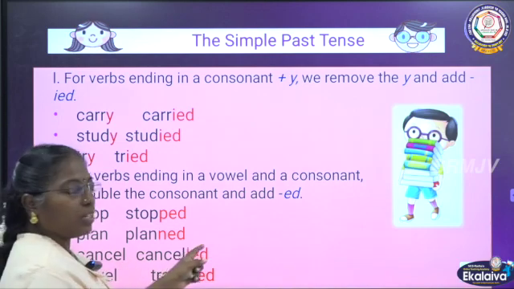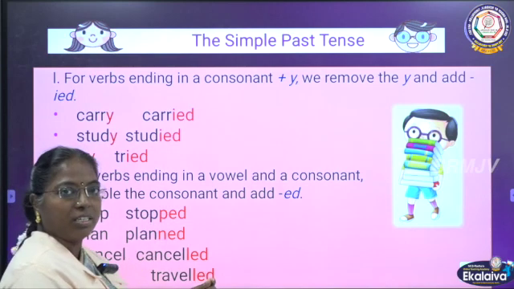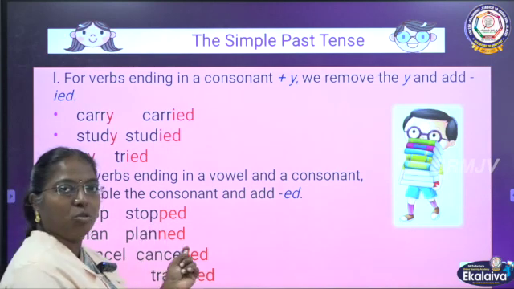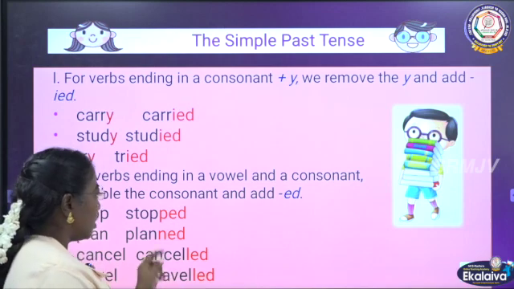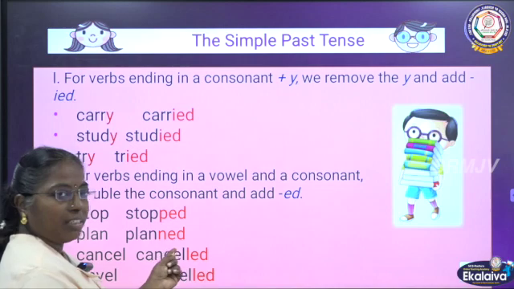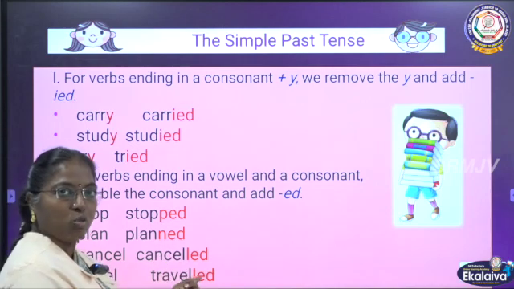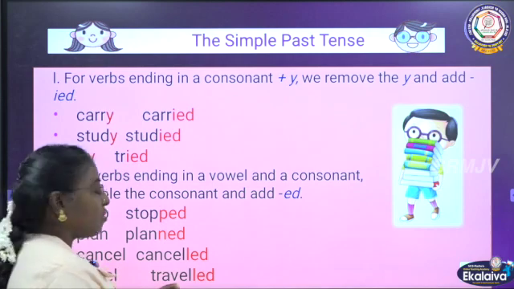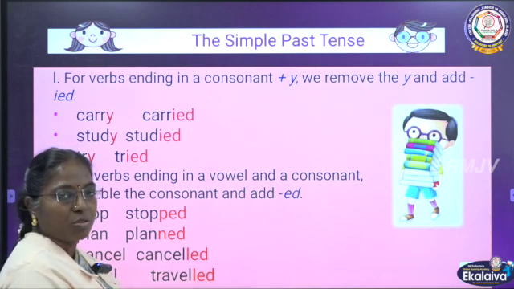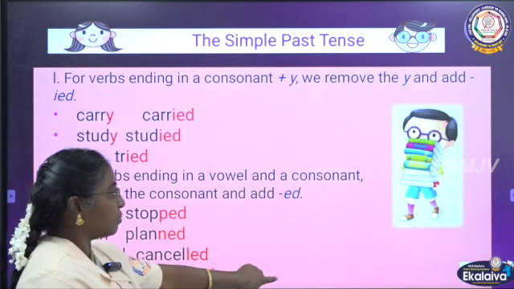For verbs ending in a vowel and a consonant, we double the consonant and add ed. Stop, stopped. Here, the last letter is P. We double the consonant here. Okay, double P. So, we double the consonant and add ed. Plan, planned, double N. Cancel, cancelled, double L. Travel, travelled. So, we double the consonant and add ed to the base verb.